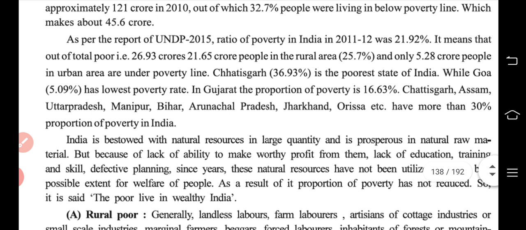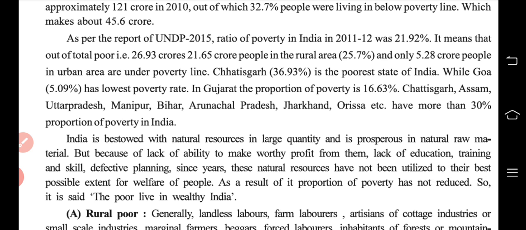In Gujarat, the proportion of poverty is 16.63. Chhattisgarh, Assam, Uttar Pradesh, Manipur, Bihar, Arunachal Pradesh, Jharkhand, Orissa, etc. have more than 30% proportion of poverty in India. So you can say that Goa does not have much poverty, and comparatively Gujarat also has less poverty, and the remaining states are still living in poor condition.